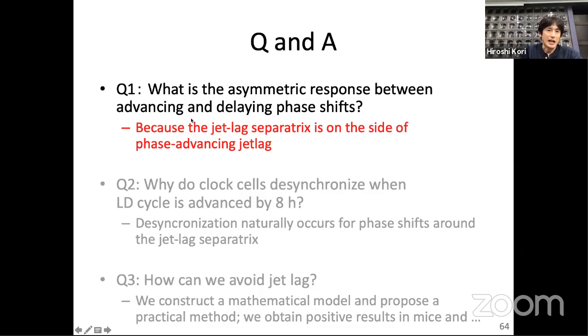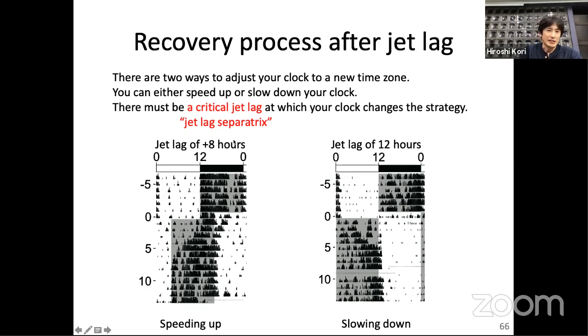Now let me answer these questions. So what is the asymmetric response? Our answer is the jet lag separatrix. Actually, to explain this one, I do not need the help of mathematical models. I just briefly mention it in this text. There are 2 ways to adjust your clock to a new time zone. You can either speed up or slow down your clock, right? And then there must be a critical jet lag at which your clock changes strategy, either speeding up or slowing down. This critical jet lag is called the jet lag separatrix. This is an important notion, and we named it the jet lag separatrix.